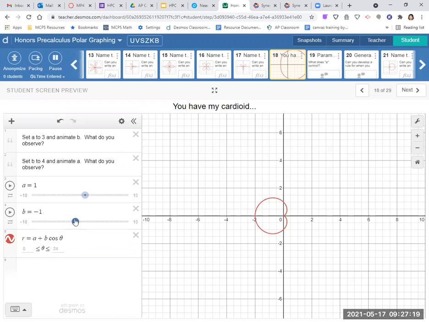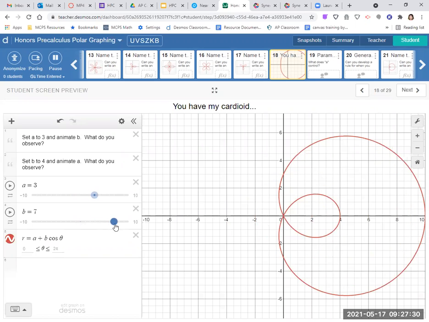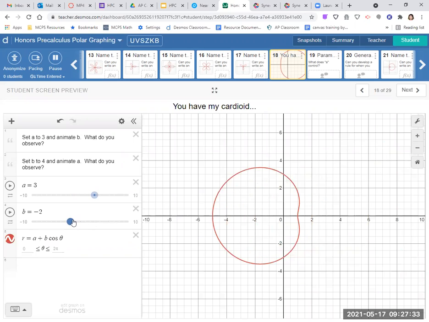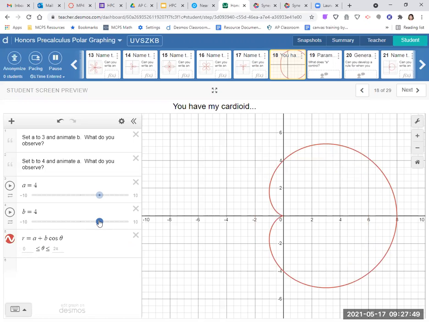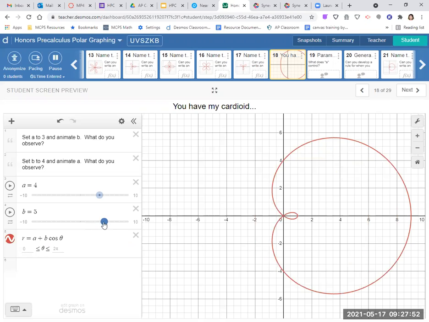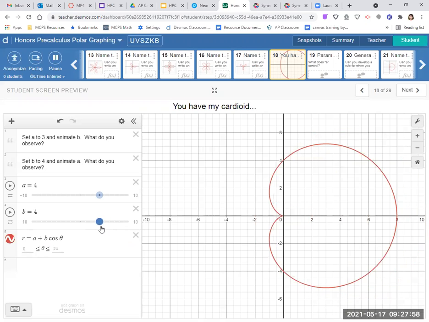If B is greater than A, we have a little bit of a loop, right? Otherwise, if B is smaller than A, okay, let me try to make this a little bit more clear. So say we have A of 4 and we have a B of 2. So no loop yet. And then when they're the same, we have that heart shape, that little point, right? But then when B gets bigger, we have a loop.